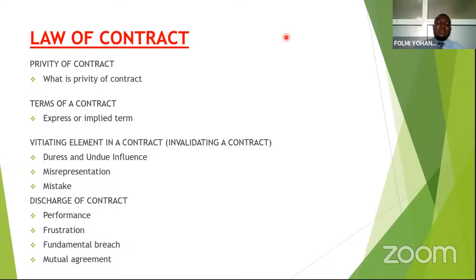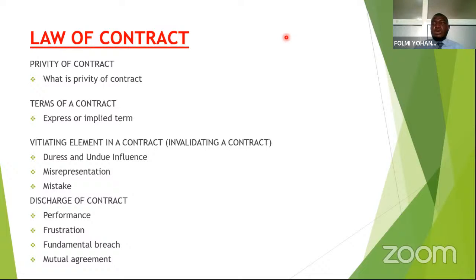When you misrepresent facts before or at the time of entering the contract about the subject matter of the contract, in that scenario, that contract will be vitiated. It's based on the fact that you misrepresented to that person that he entered into that contract. So in that case, that contract will be invalid. Then we have what we call mistake.